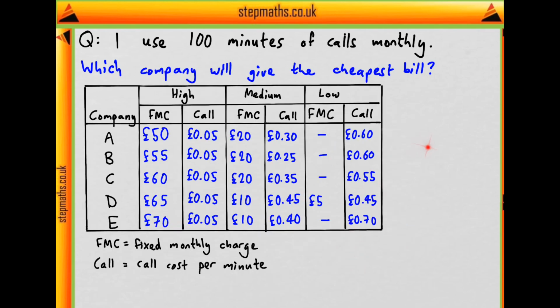So where shall we start? Well, clearly we have many options for this tariff, but maybe we can narrow some of them down, the ones that are obviously not going to be cheapest. How can we do this?